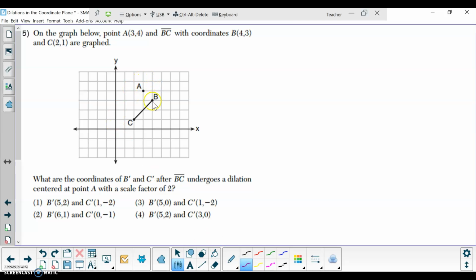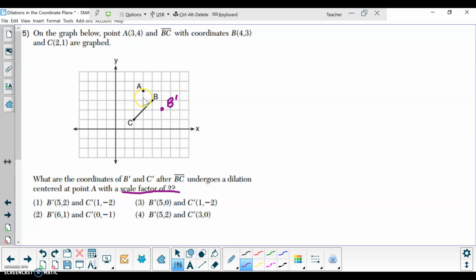So first I'm going to dilate point B. Our scale factor is 2. To get from A to B, I'm going down 1 to the right 1. So that's a scale factor of 1. To get a scale factor of 2, I'm going to double that. I'm going to go down 2 to the right 2. So this point right here is B prime.